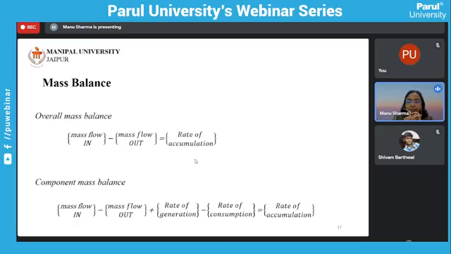Second is the component mass balance, where we need to apply mass balance for individual components. There are cases where the components are consumed, or generated, for reacting systems. Then the general mass balance equation is represented as mass flow in minus mass flow out plus rate of generation minus rate of consumption is equal to rate of accumulation. So these are the two basic mass balance equations.